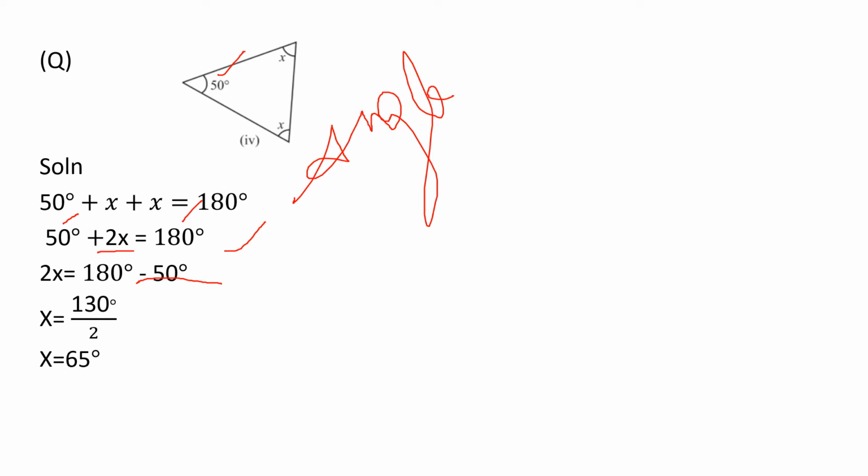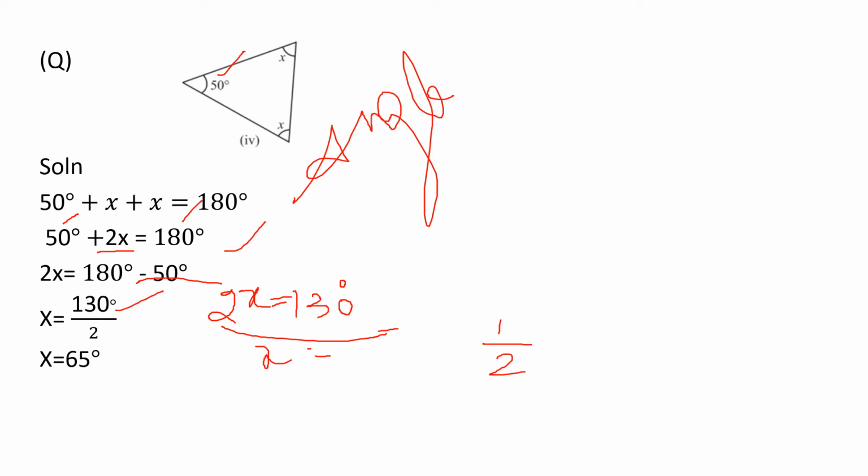So if you want, you can write one more step. Sorry, 2x is equal to 130 degree, right? Now x is equal to 130 degree. When you bring this 2 to the right hand side, we'll write in reciprocal, right? So it becomes 1 by 2. So 1 into 130, 130. That's why I have written here 130 by 2.